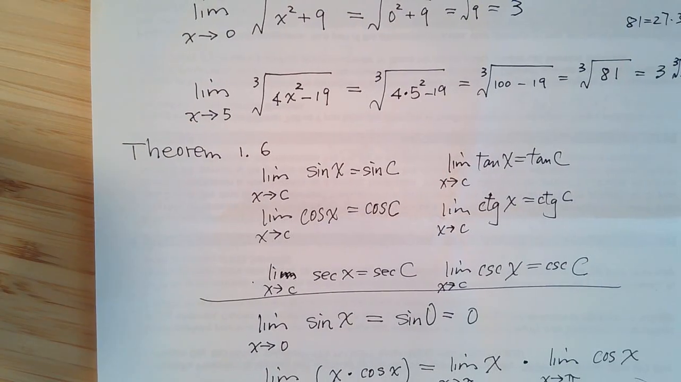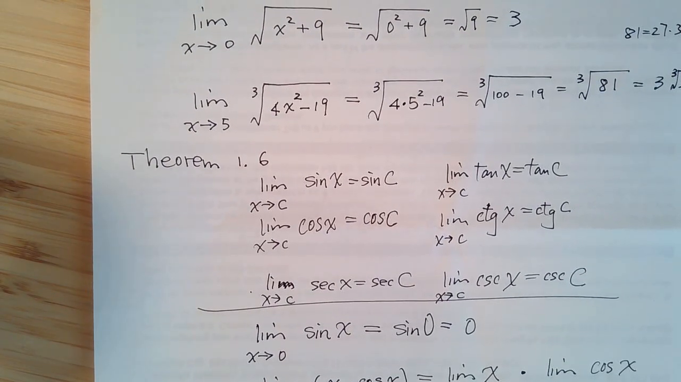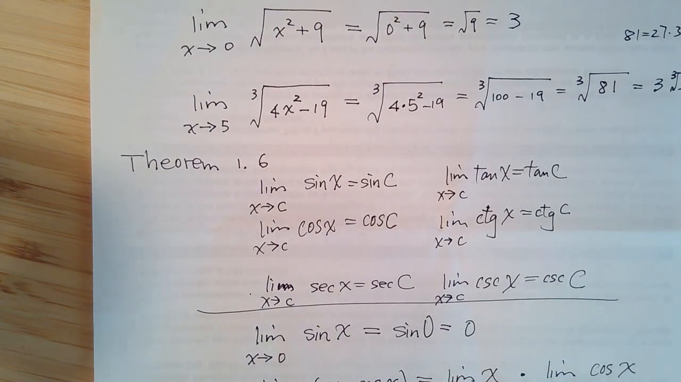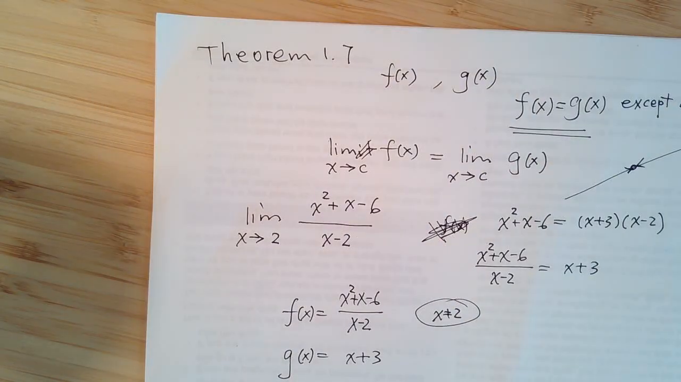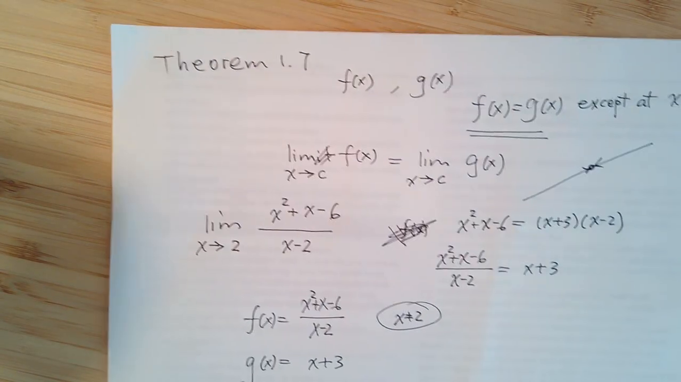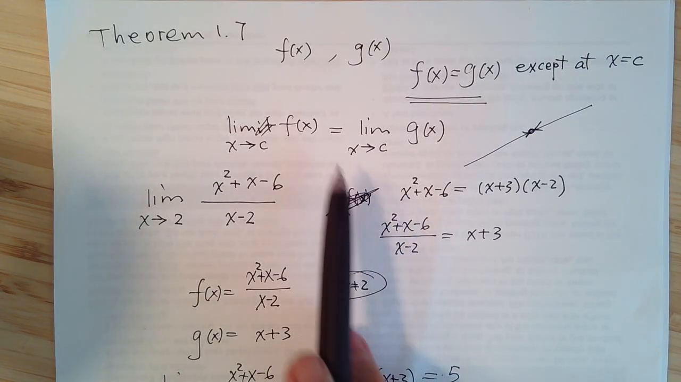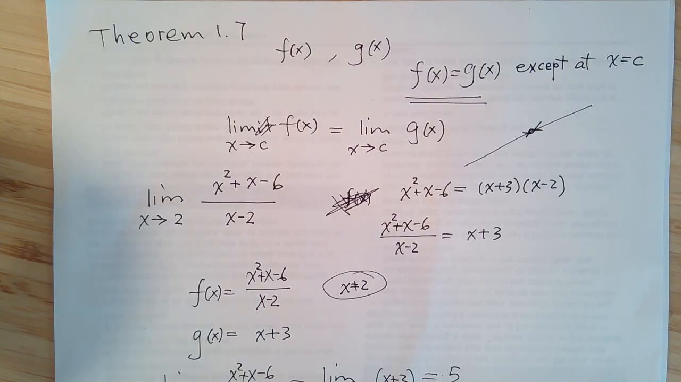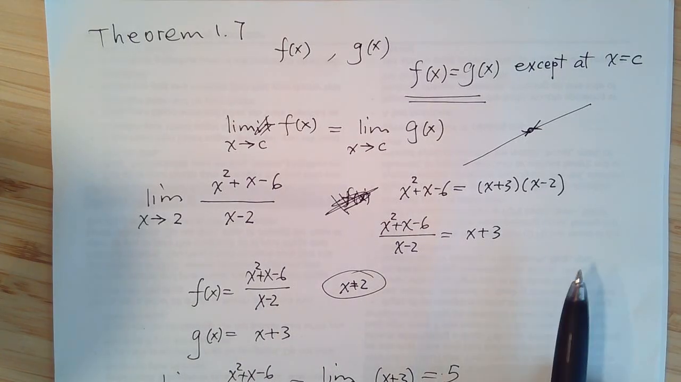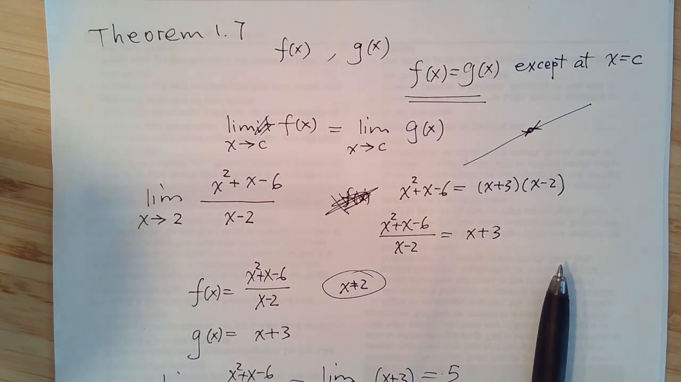And 1.6, again direct substitution method. We talk about trigonometric functions. Boom. 1.7 says if you have f and g, and they agree with each other except at one point, then they have the same limit at that point. So that's all these theorems of limits. We learned 7 of them. And also, most of the time, we just use the direct substitution method. Okay, so that is all for the first part of this session.